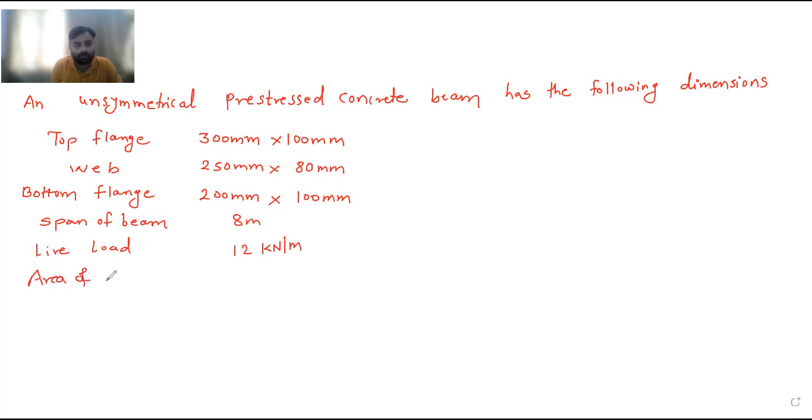Area of wires is 885 mm square. That is steel area. Final stress in wires. The final pre-stressing force is given. Final stress in wires is given as 1500 Newton per mm square.